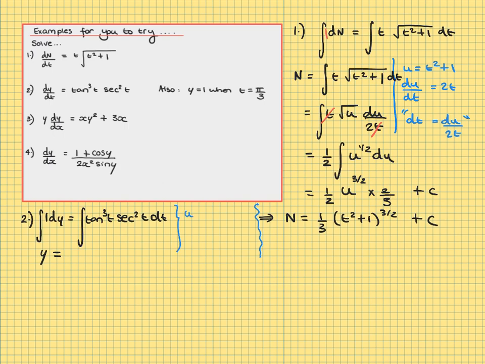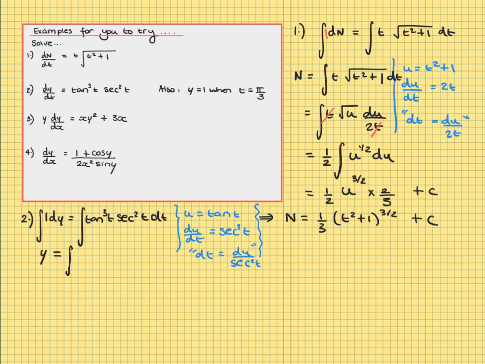So my substitution is u equals tan t. Now why? Because tan differentiates to give me sec squared. So that means I can do the rearranging like that. Note the quotation marks there, because remember this is not strictly speaking a completely correct piece of mathematics, it's just a shortcut that we're allowed to use.